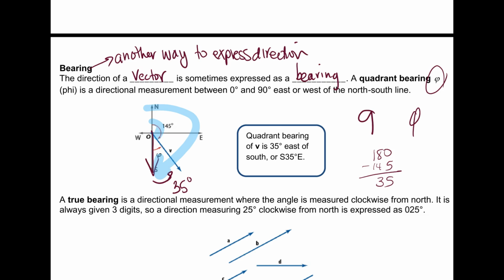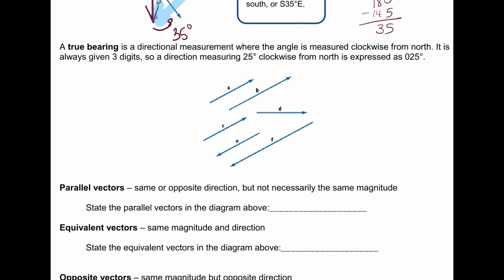Okay, so a true bearing is a directional measurement where the angle is measured clockwise from north. So a true bearing is clockwise from north. Clockwise goes to the right, just like a clock. You're going around to the right. It's always given as 3 digits, so a direction measuring 25 degrees clockwise is expressed as 025.